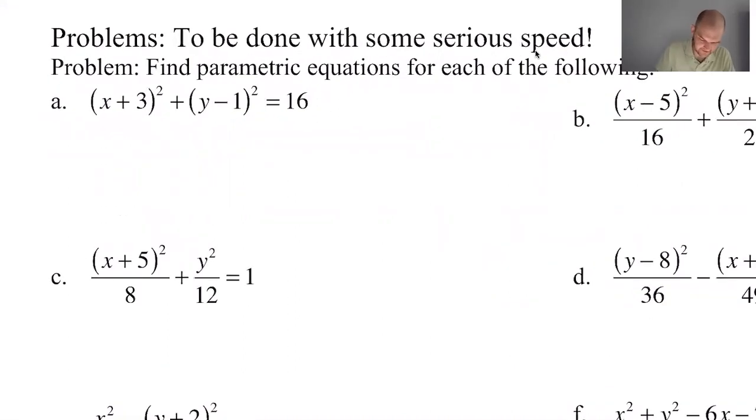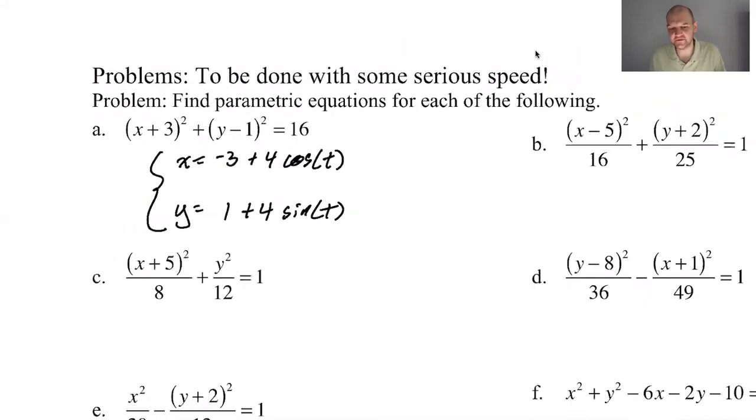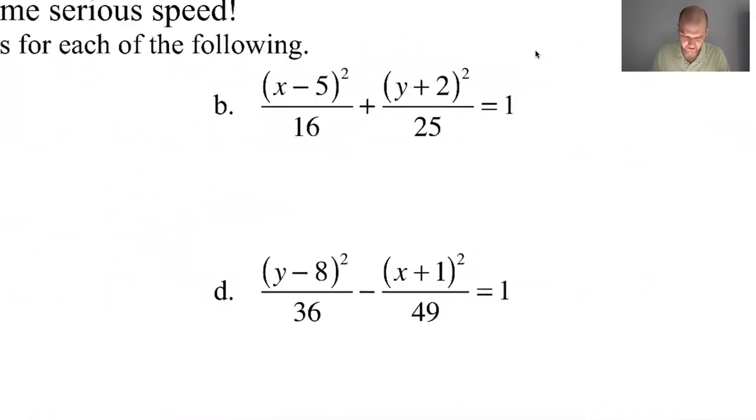All right, look at this. It's a circle. There's no additional directions. So I'm going to say -3, 1. I'm just going to go 4 cosine of t and 4 sine of t. There's a million other things we can do, as I hope you're aware by now.